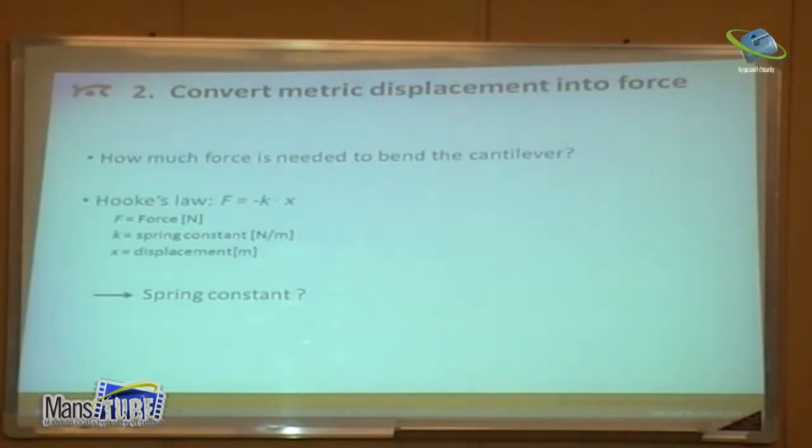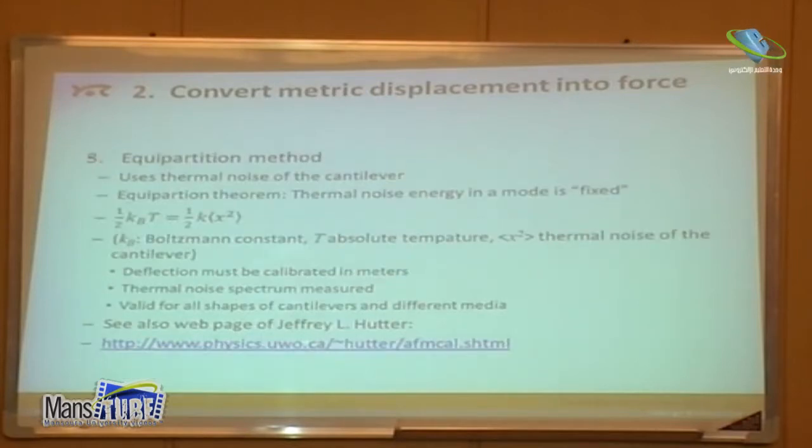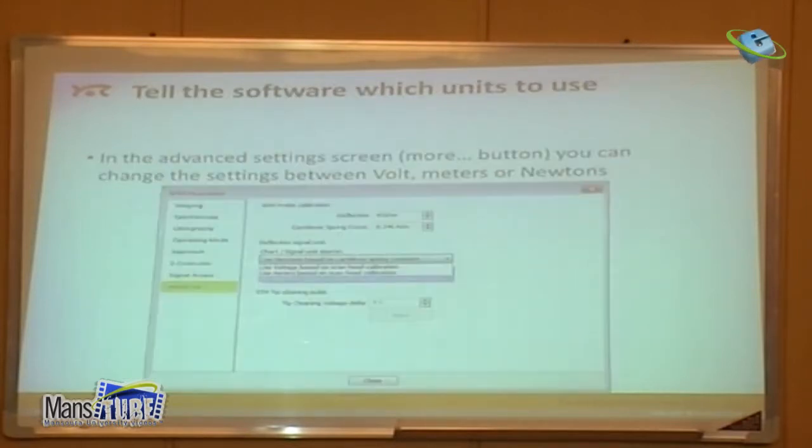Okay? And now, how do we determine the spring constant? Usually, the spring constant is written on the box, but this is a theoretical value. If you want to know the exact value of the spring constant, there are options with the advanced spectroscopy software. I will show you how we can do that. I will not really enter into the detail. There is a theory behind this, and you can maybe look at this later.